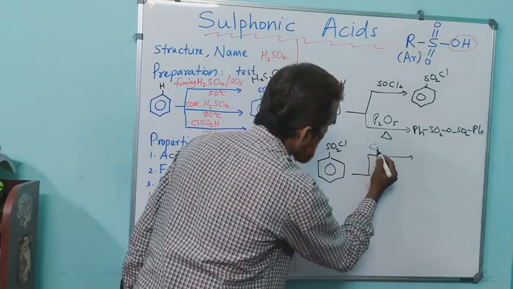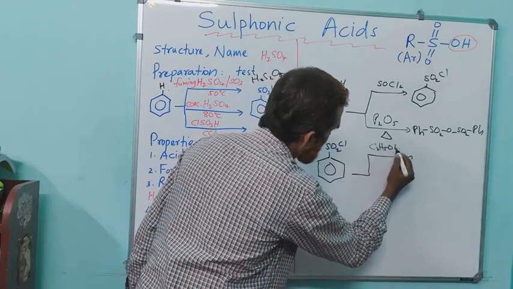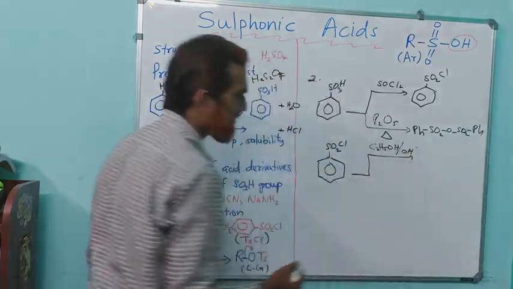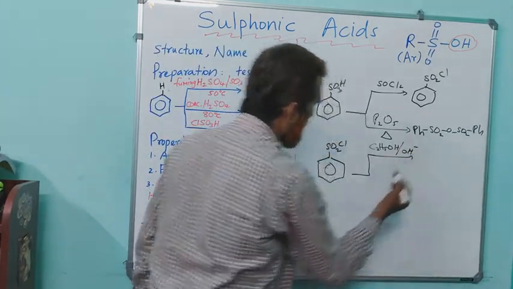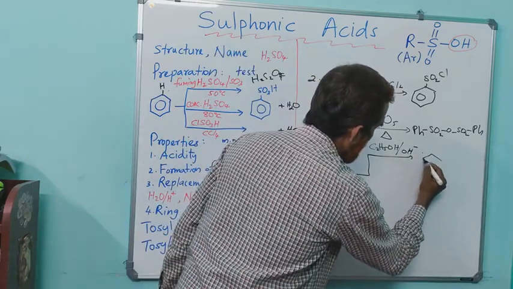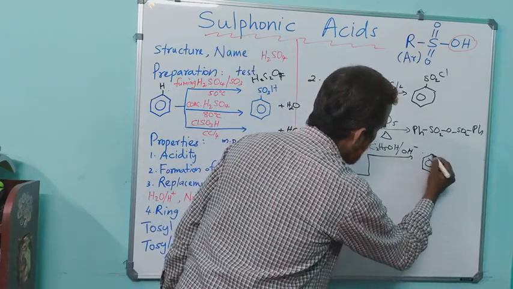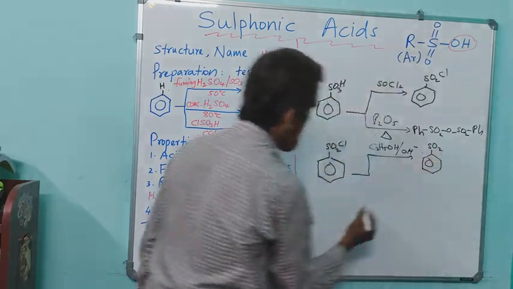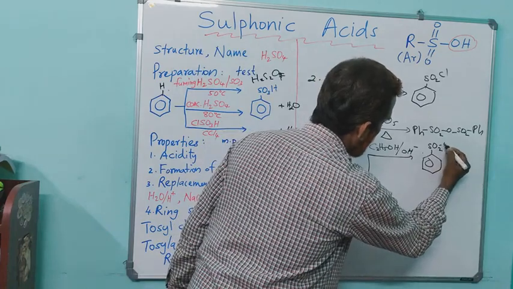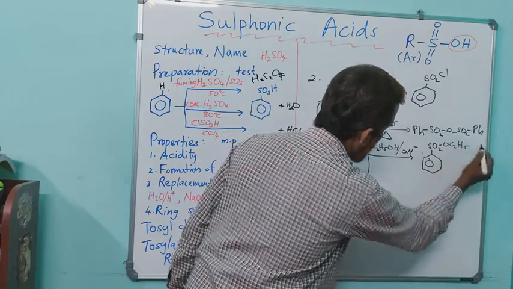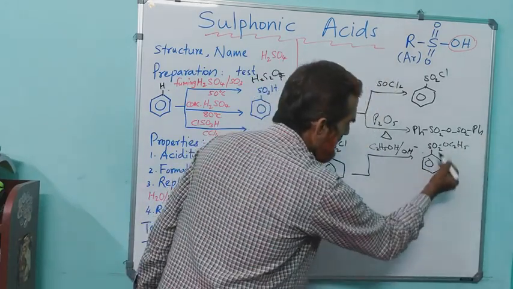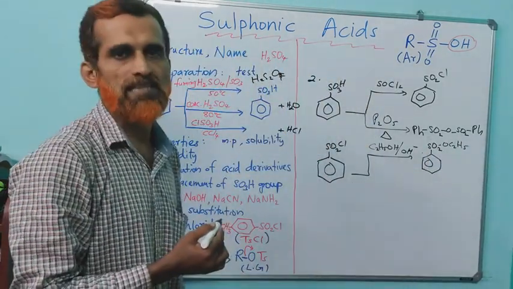Okay, for example, C2H5OH. You can use some catalyst, a base for example, and you get the ester like this, SO2 connected here, with HCl as a byproduct, so OC2H5. What's the name of this? Ethyl benzene sulfonate. That's the name.